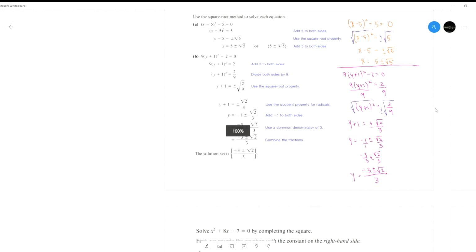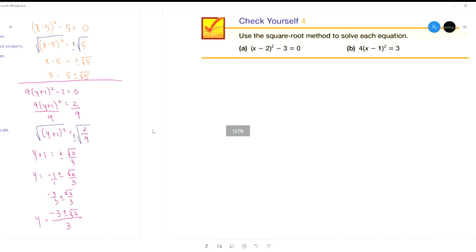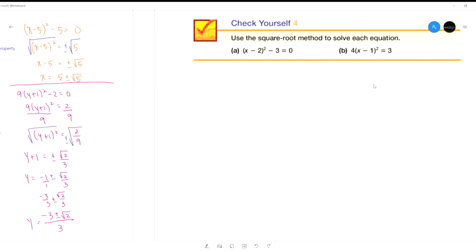Okay, let's try a few examples. I'll leave that up on the left-hand side. You can try these two, and we'll go over them.